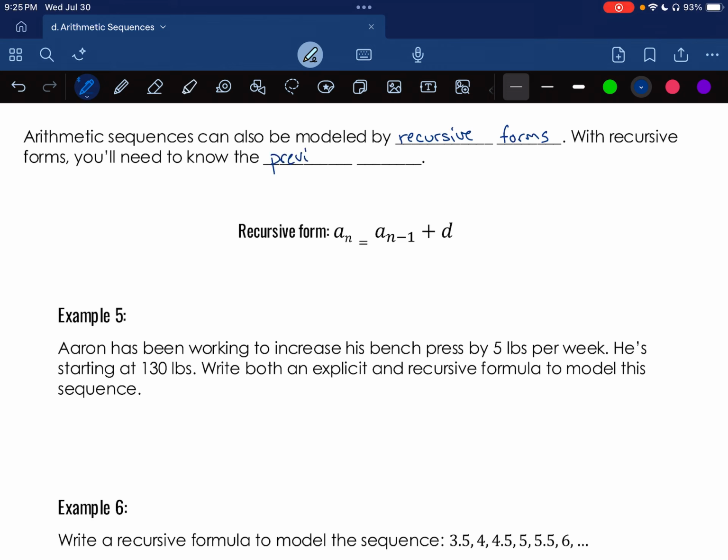All right, so the recursive form looks like a sub n. Again, that's just the nth term. And it's going to be equal to a sub n minus 1, the previous term, plus d, your common difference.